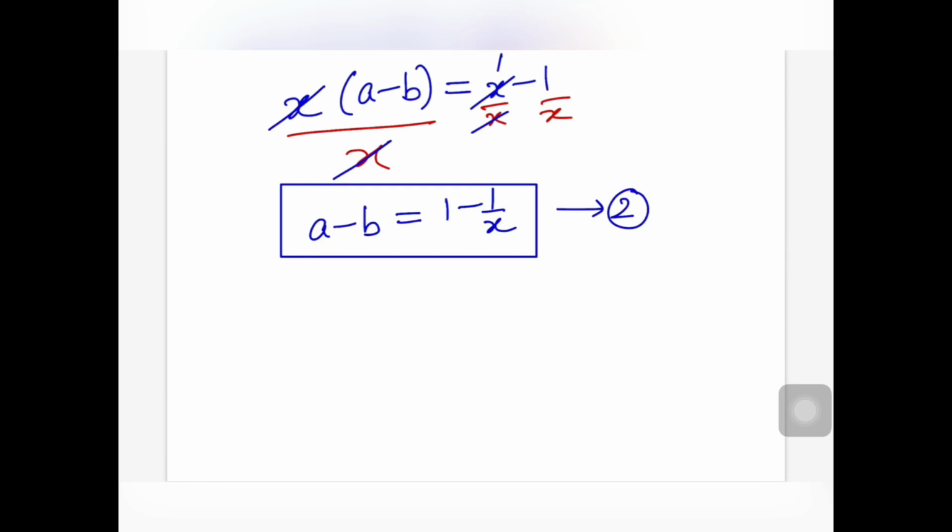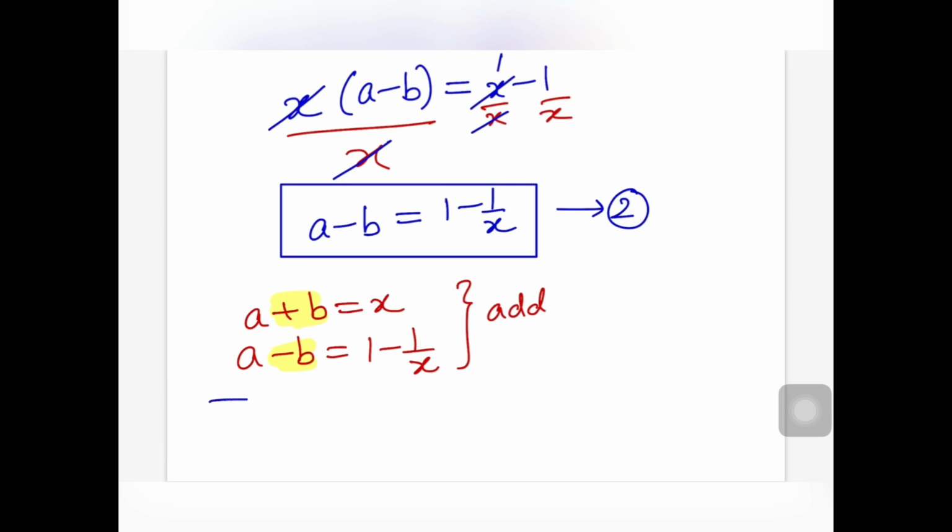So now I have two equations in terms of a and b, and I can simplify them, right? So what I am doing here is writing both the equations together. Equation 1 is a plus b equals x, and equation 2 is a minus b equals 1 minus 1 by x. Again, when you want to solve two equations, I can see that this term can clearly get cancelled. But how? When we add them. So now I am adding these two equations.